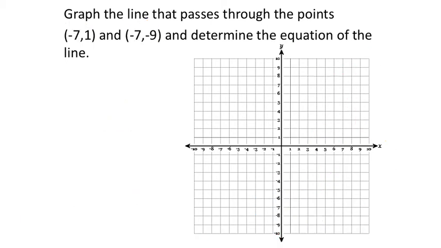Here we got the ordered pairs, -7, 1. So I'm going to start there. Let's get this on there. -7 and then +1. So from the origin, left 7, up 1. So that's my ordered pair, -7, 1. And then also this ordered pair, x is -7, y is -9. So left 7 from the origin, left 7, down 9, puts me right here. Okay, now that I've got that, let's see if we can get this on the graph.